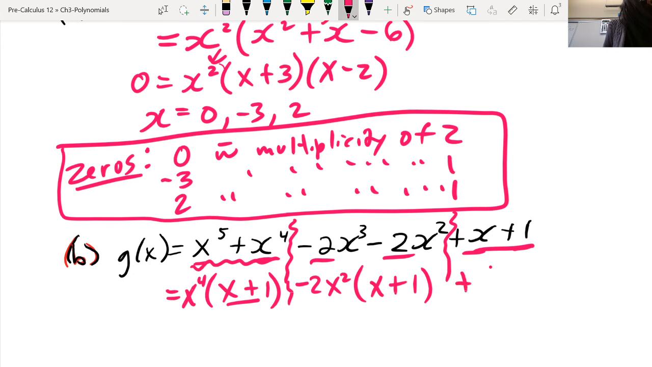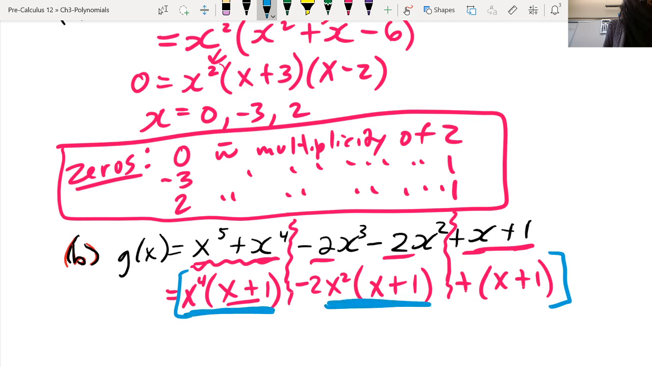Here we would have plus and then x plus 1. So when we take a look at this, you don't actually have to do this, but I like to do it to really try to make it obvious. We want to treat this like one big term, this like another big term, and this like another big term. So that's ultimately what we're trying to do.